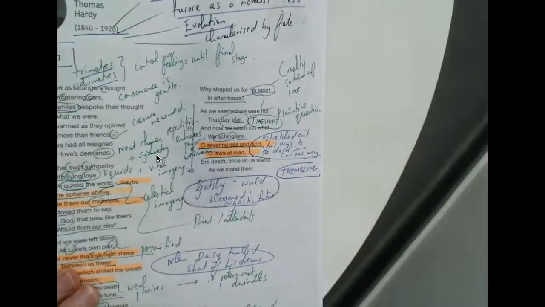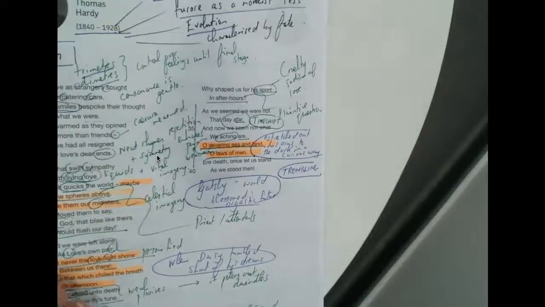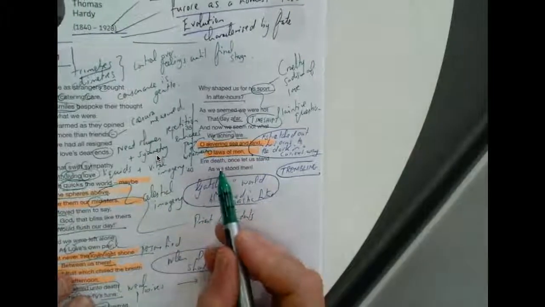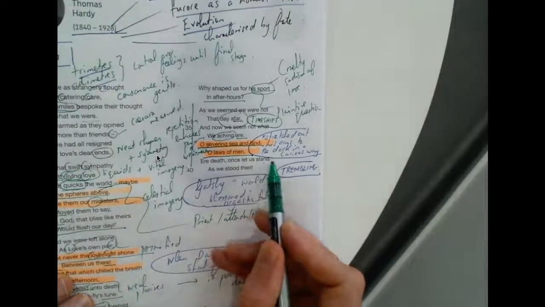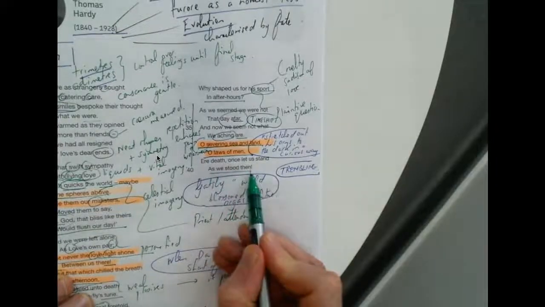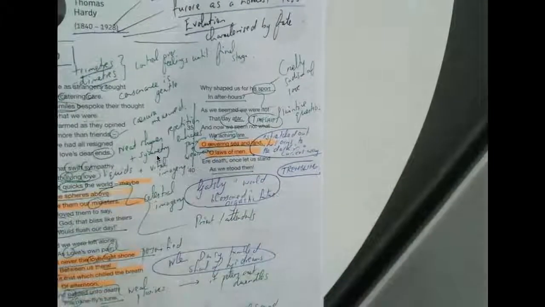"O laws of men." Hardy hated the Victorian age. He thought it was a hypocritical age. He thought the whole idea that a fallen woman, the sexual morality, the puritanicalness, he thought it was all utter hypocrisy, and he loathed it. So here he directly challenges the laws of men. "Ere death once let us stand as we stood then." In other words, he wants to be taken back in time.